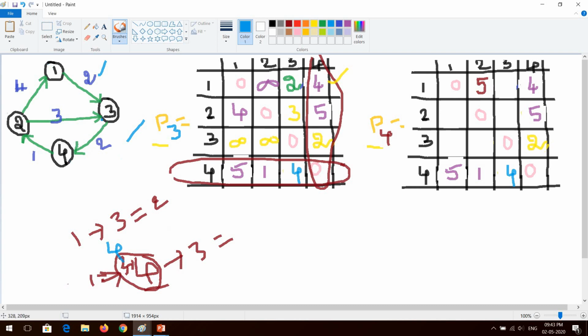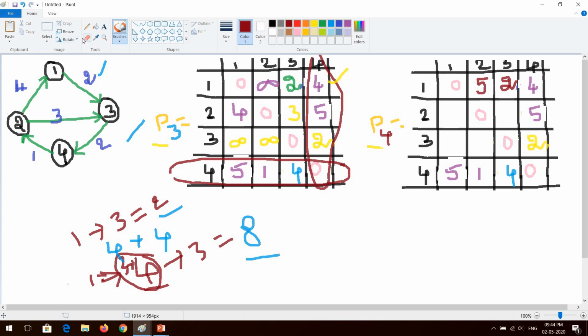So now 4 to 3. There is no direct path again. See, 4 to 3 is how much? 4. How? 4 to 2 is 1 and 2 to 3 is 4. So 4 plus 4, how much? 8. So 2, 8, which is minimum? Again 2 is minimum, right? So 2 will remain same. So the next one is 2 to 1. So 2 to 1 is 4. Probably there will be no change.